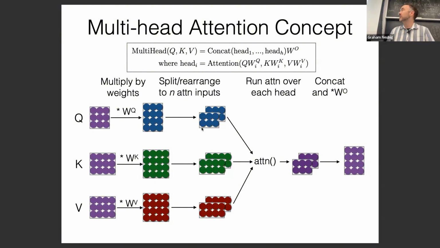And if you look at an implementation of multi-head attention, you'll basically see it's doing the multiplications, then it's resizing the matrix. So we go from a tensor of size 4 by 3.